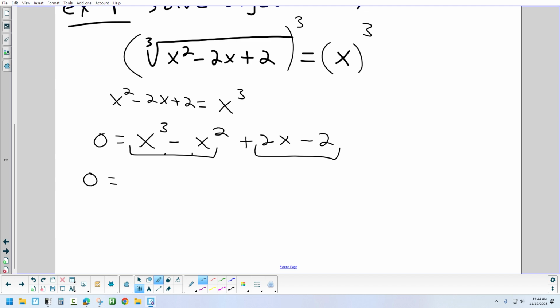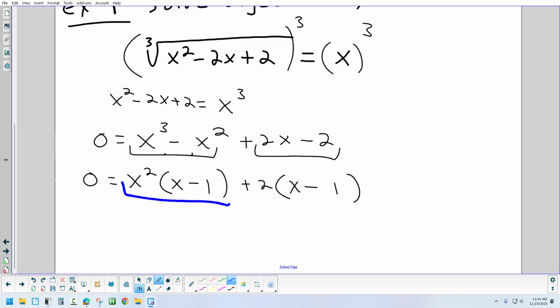What can you factor out of the first two? X squared. And if you factor out x squared, what would that leave you with? X minus 1. Perfect. What can you factor out of the last two terms? 2. If you factor out a 2, what are you left with? X minus 1 again. So this is going to work. If that didn't happen where we got the x minus 1 twice, that would have been an issue.